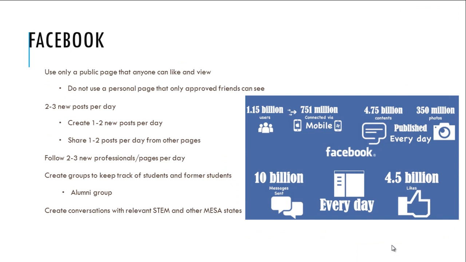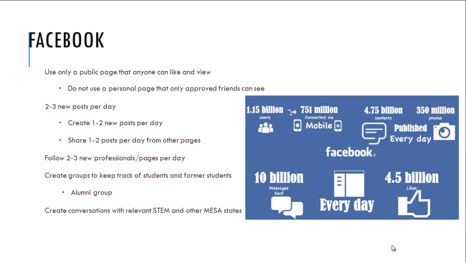Here is a general Facebook posting plan. Make sure that you use a public page that anyone can view. Do not use a personal page that only approved friends can see. You should have 2 to 3 new posts per day. This includes creating 1 to 2 new posts per day and sharing 1 to 2 posts per day from other pages. By following 2 to 3 new profiles per day, you'll create more activity on your profile.